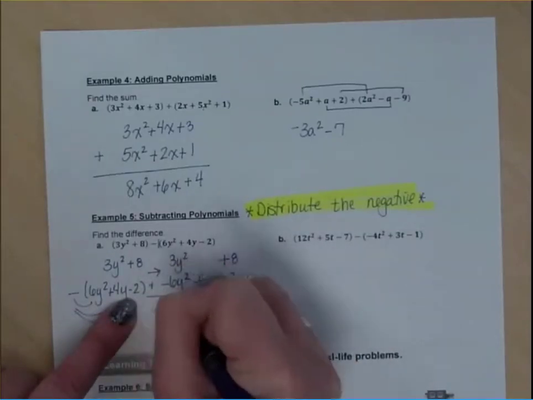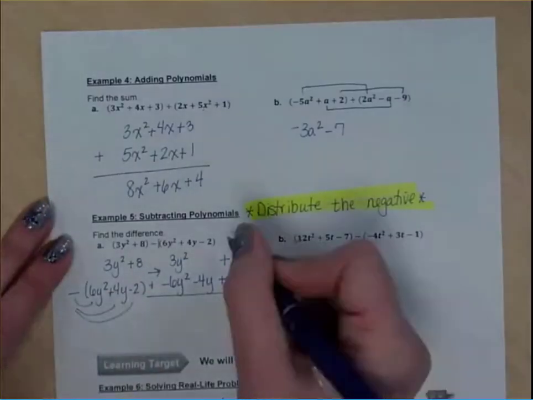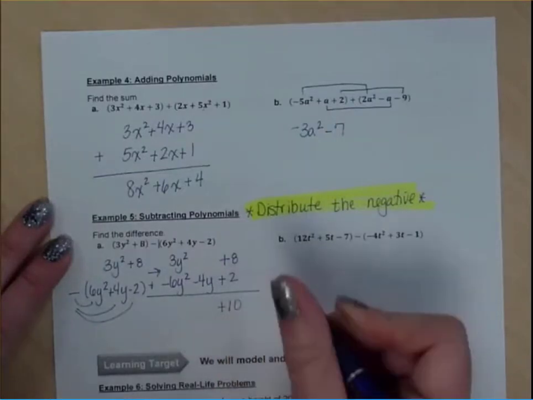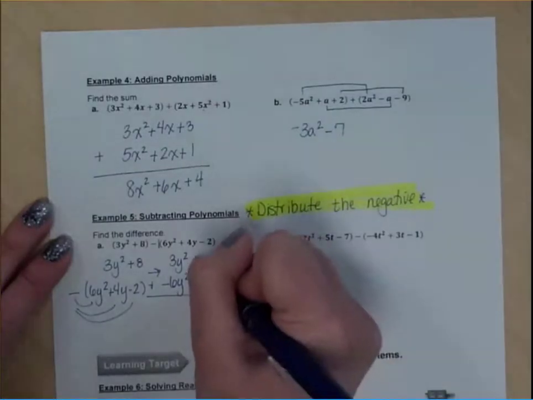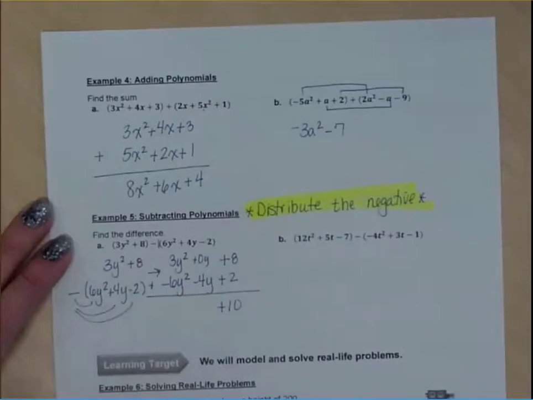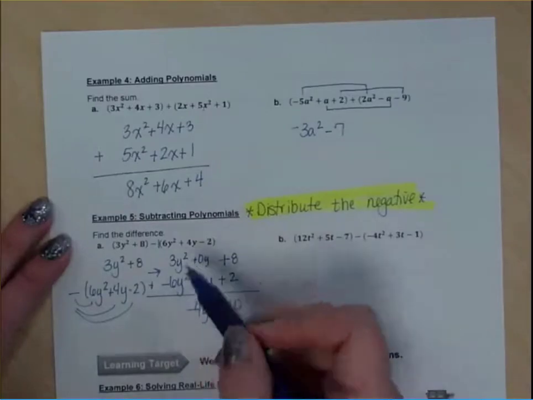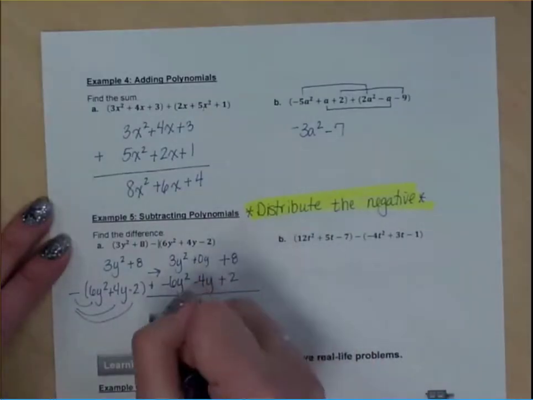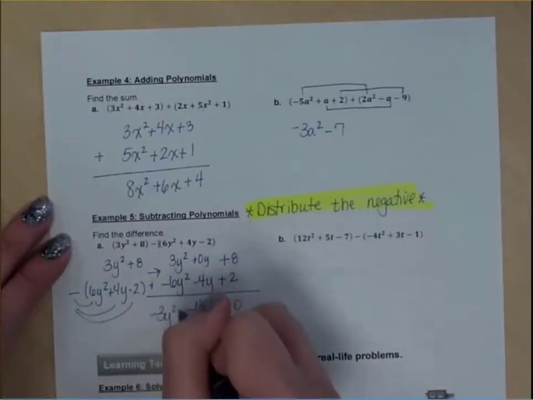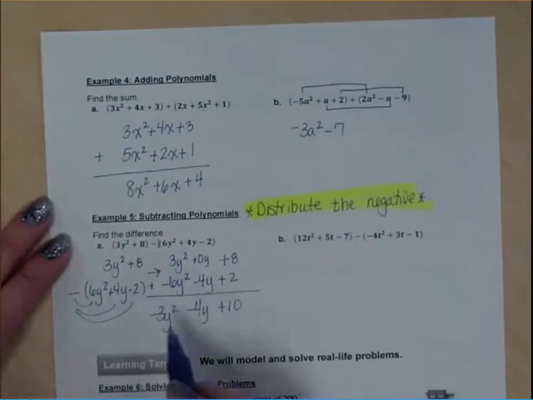And now I'm adding these terms. So I have 8 plus 2 is 10. If you want to, you could always do this as a little filler to remind you that you have 0y there. So I have minus 4y. 3y squared plus negative 6y squared gives me negative 3y squared. My final answer, negative 3y squared minus 4y plus 10.